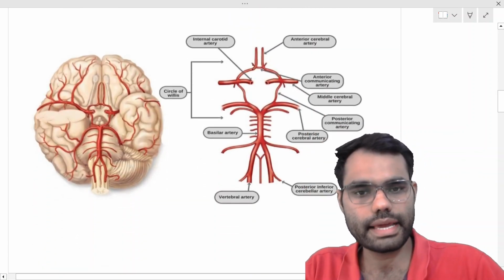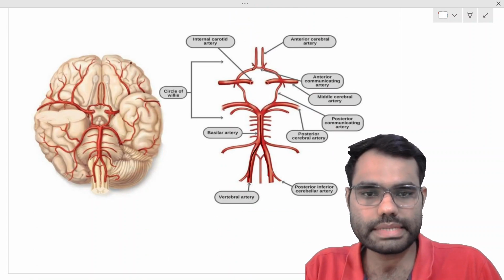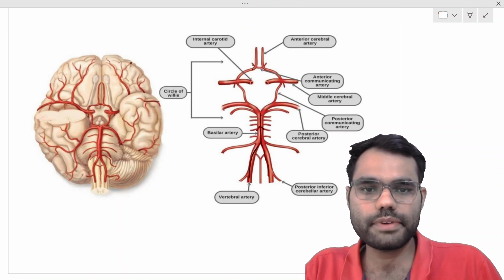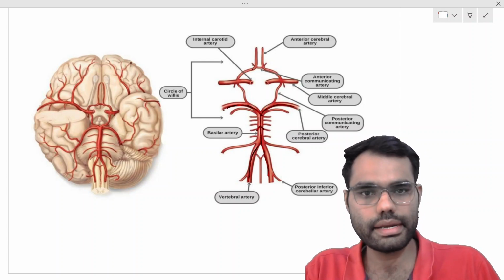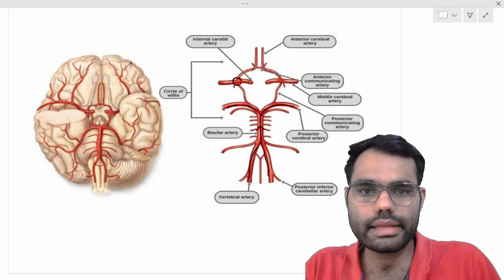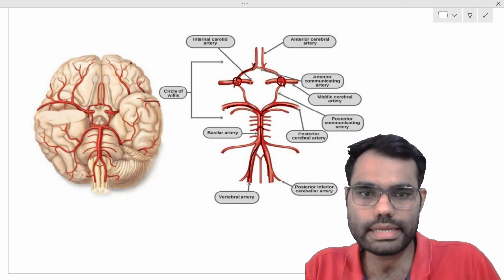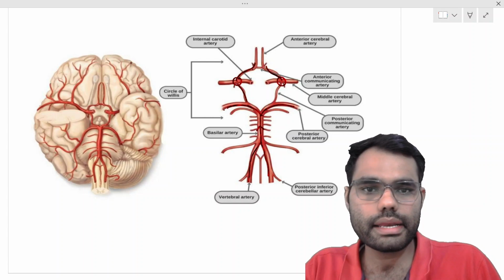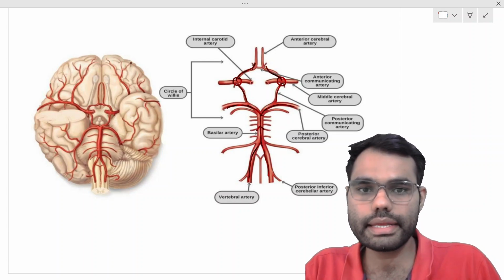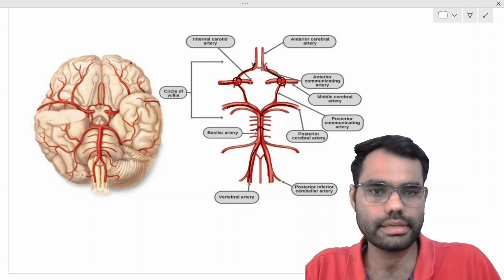Let us see this in this diagram. These are the two vertebral arteries which are joining to form the basilar artery, which is further dividing into two branches, the posterior cerebral arteries, right? Now this is the internal carotid artery, which is giving the branches anterior cerebral arteries, the posterior communicating arteries, which are connecting the anterior and the posterior circulation, and the middle cerebral arteries, right?